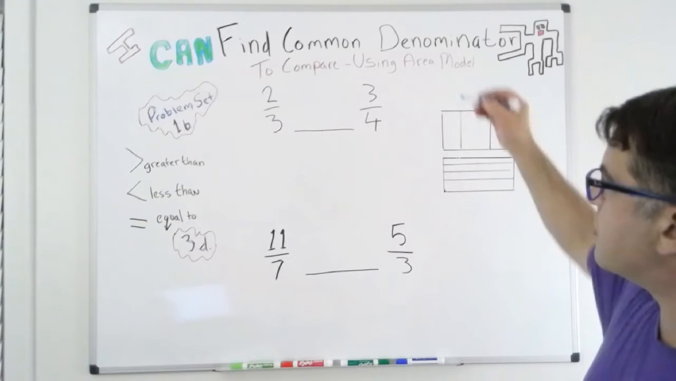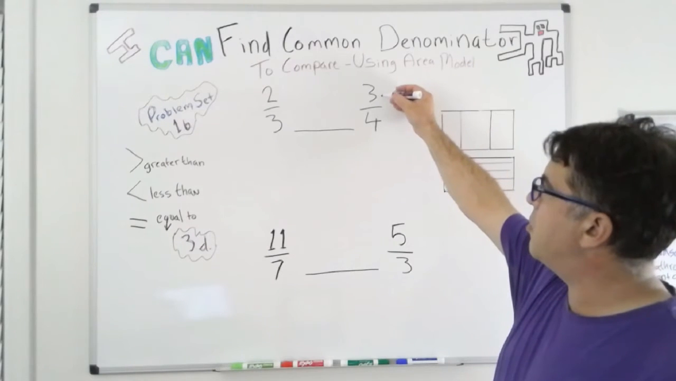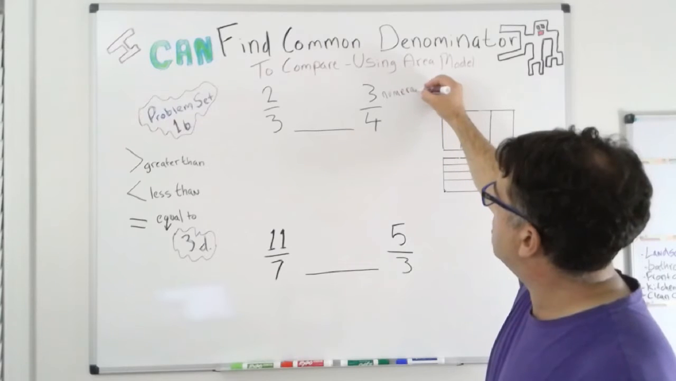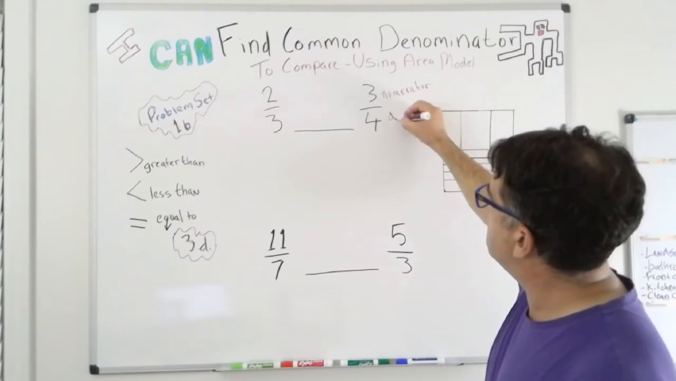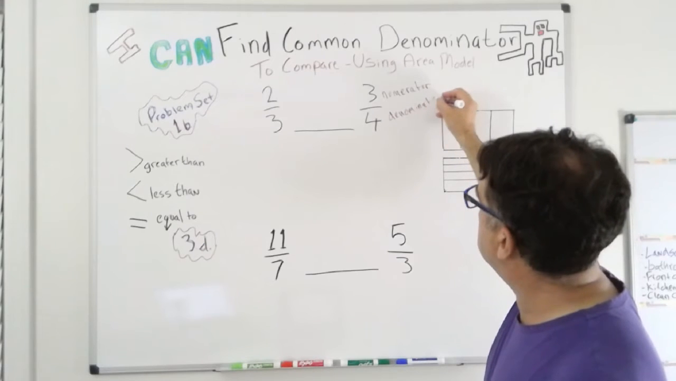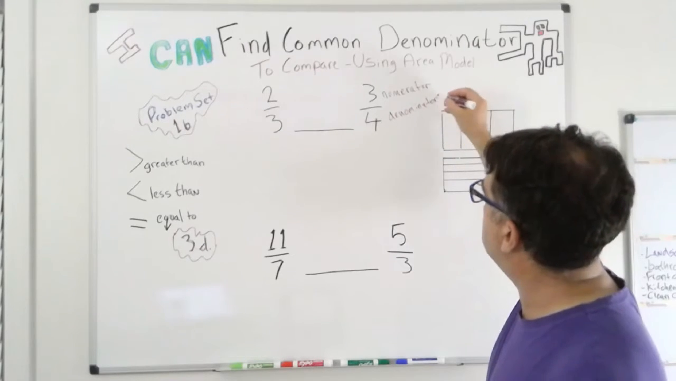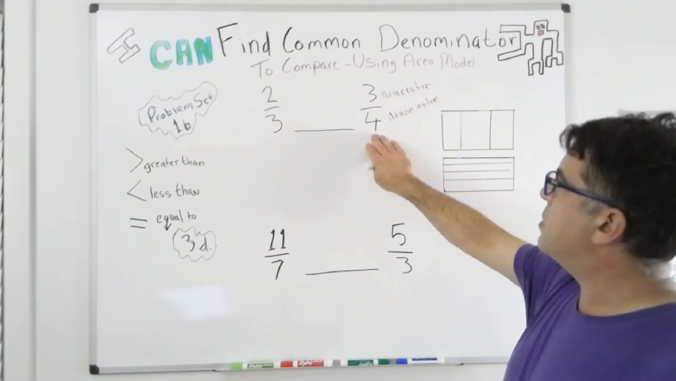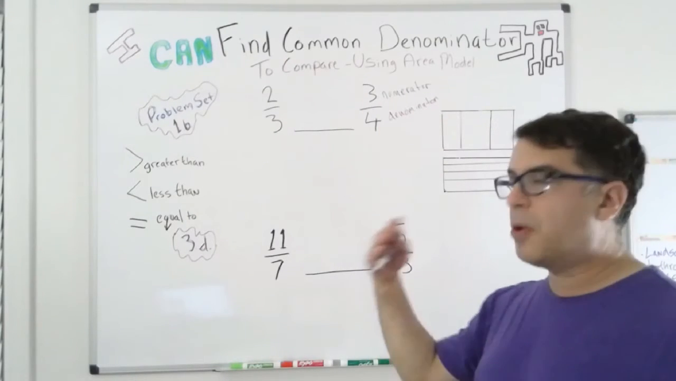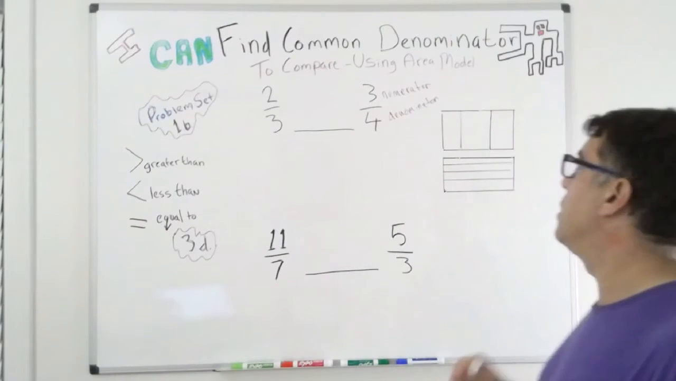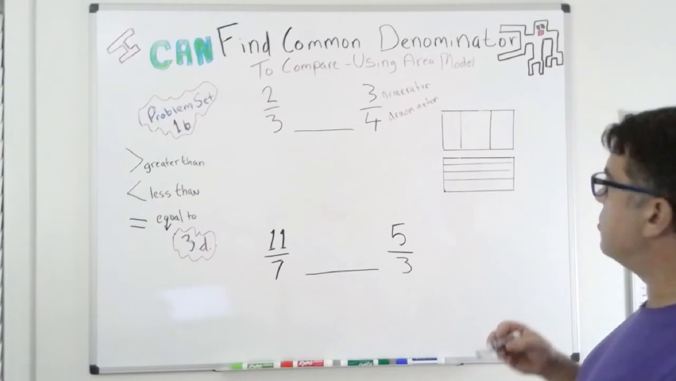Remember, the top number is called the numerator, and the bottom number is the denominator, and the top number represents the shaded areas, the bottom number represents the whole. How many parts are in the whole? The whole means one whole, the number 1. Okay, so let's do some shading.